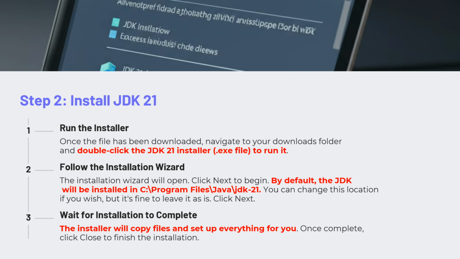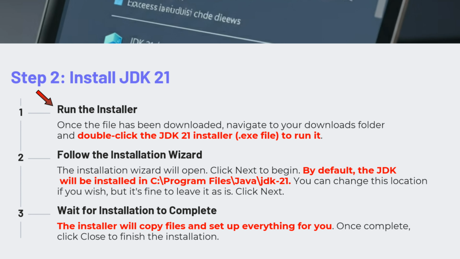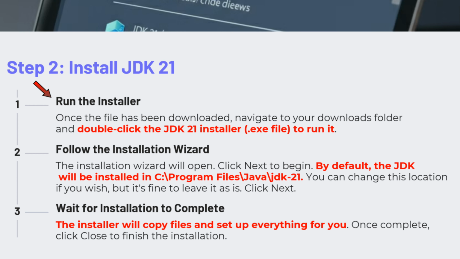Step 2 is install JDK 21. We have already downloaded the JDK 21 installer. Double click on the installer to run it. Then the installation wizard will open. Click on next to begin.